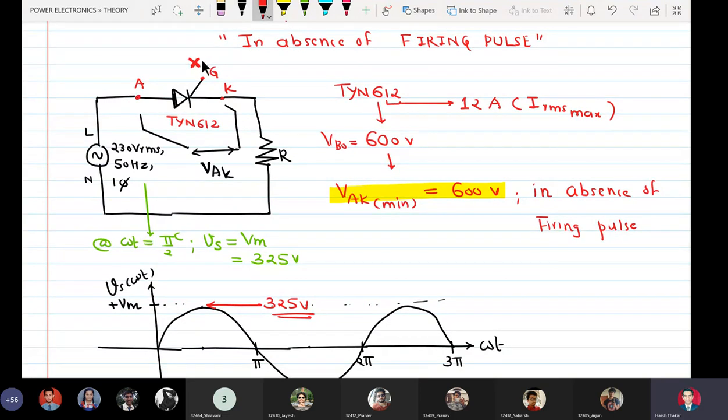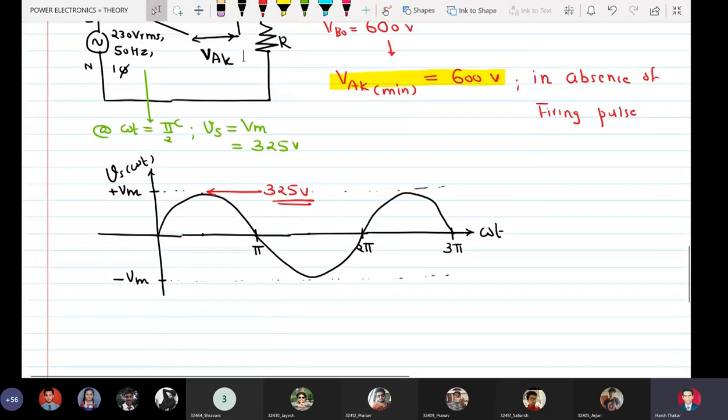That is why even if the SCR is driven by a single phase AC source, even though the positive half cycle is going on, still, because in the absence of a gate drive the SCR needs a minimum 600 volt potential difference between its anode and cathode terminals, that is why a single phase AC source is not able to fire an SCR.